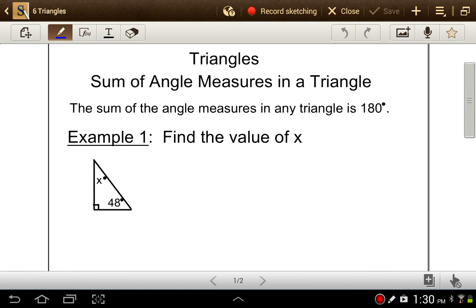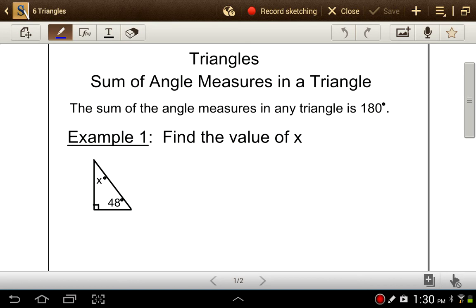Today is a lot more identification and identifying type things than it is actual new kind of procedure type things. So there's a lot more identifying. The first one is the most math work as far as algebra that we're going to do today.